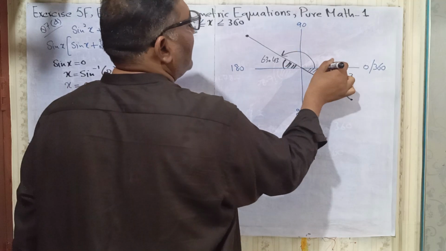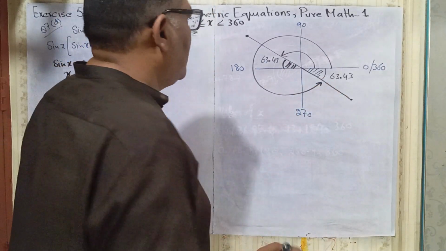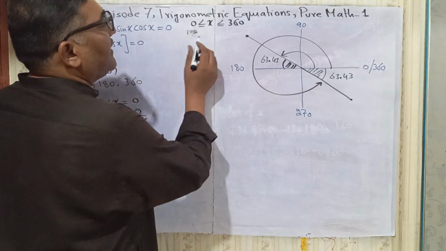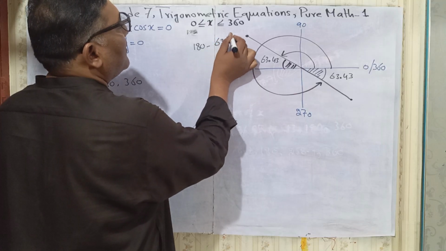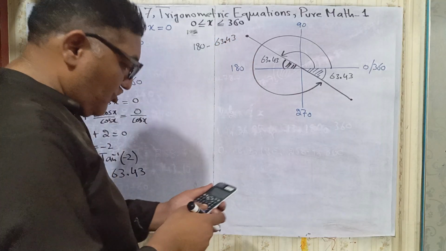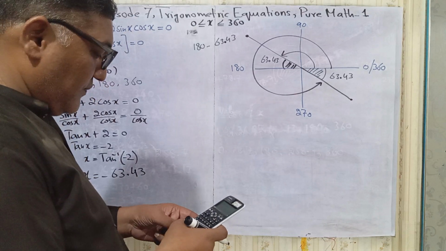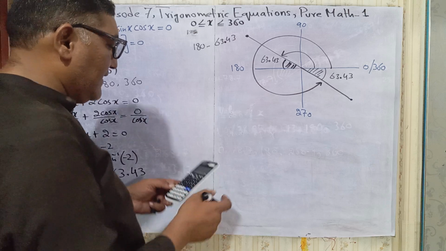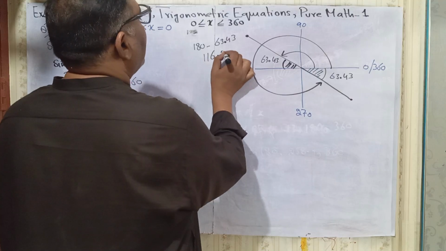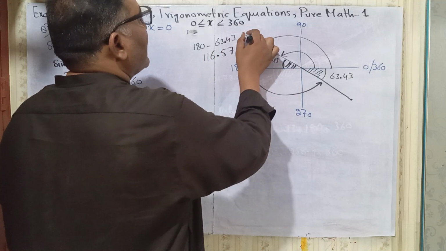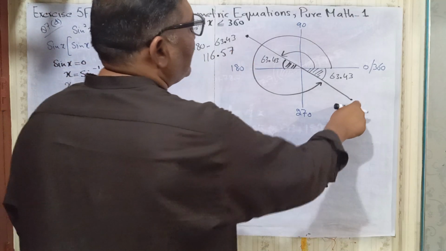So now my questions are two. How much is this angle? And how much is this angle? Okay. So this angle is 180 minus 63.43. Okay. So use your calculator. 180 minus 63.43, and that is equal to 116.57. So this angle is 116.57.